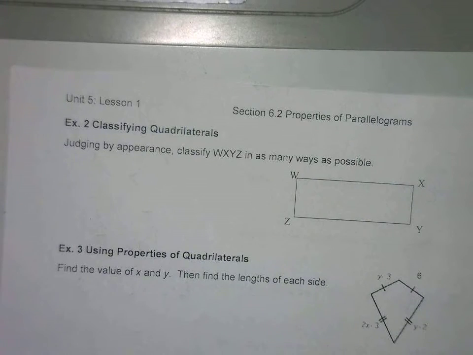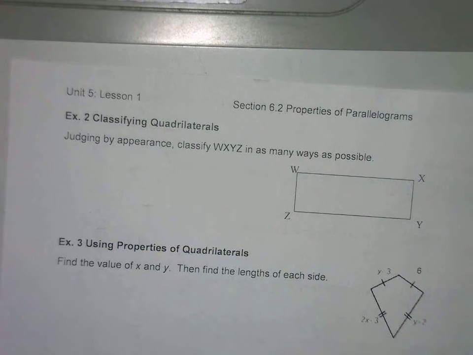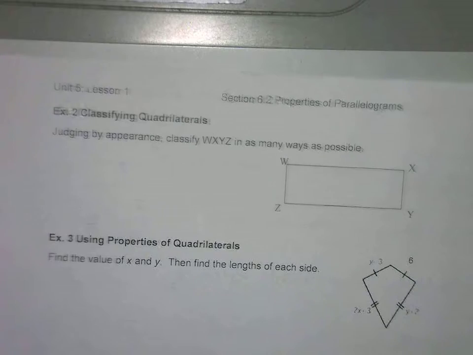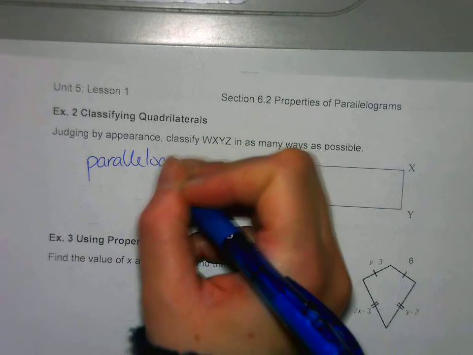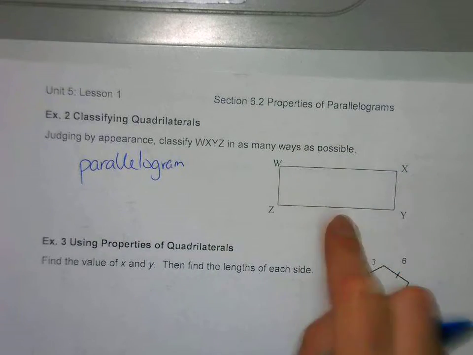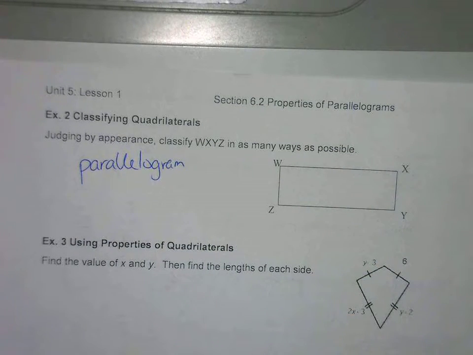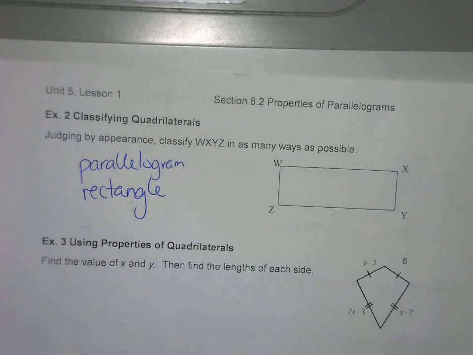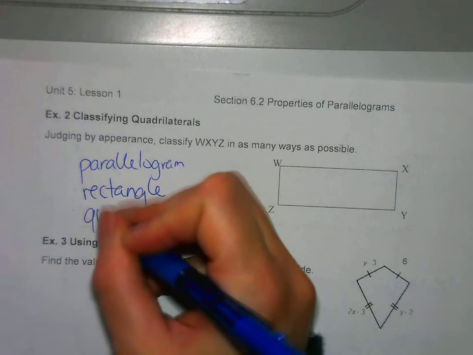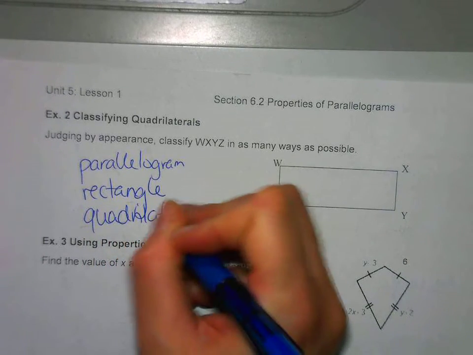Judging by appearance, we're going to classify W, X, Y, Z in as many ways as possible. It looks like it's a parallelogram because it looks like both sets of my sides are parallel. It looks like it's a rectangle, and I do know it's also a quadrilateral because it has four sides.